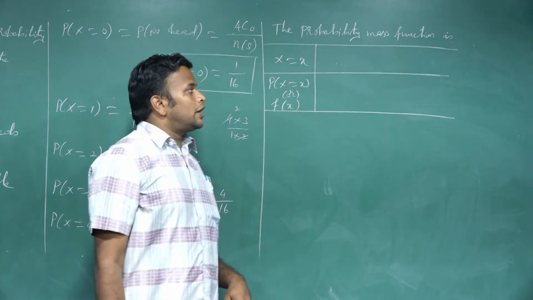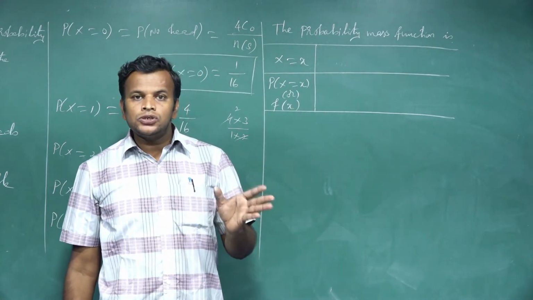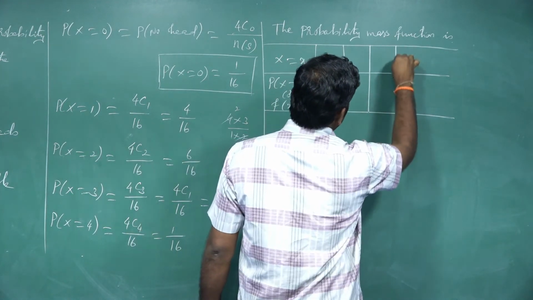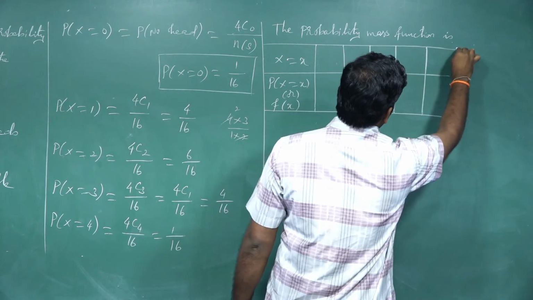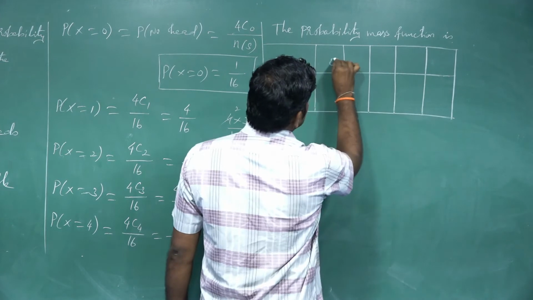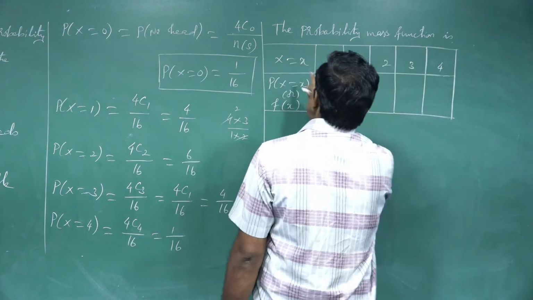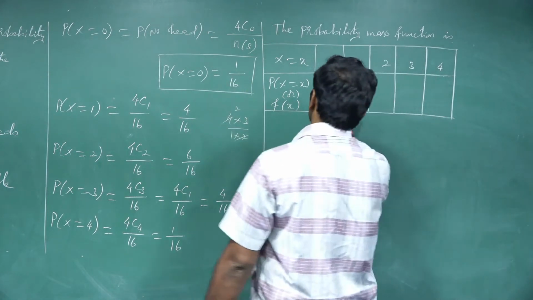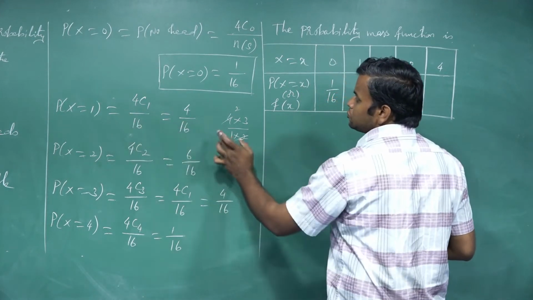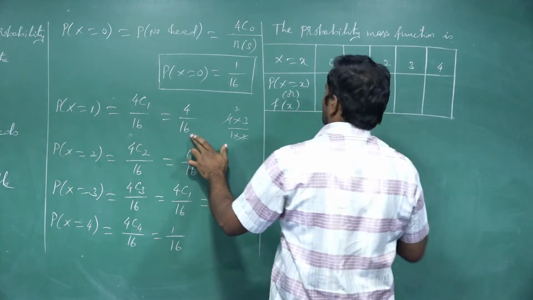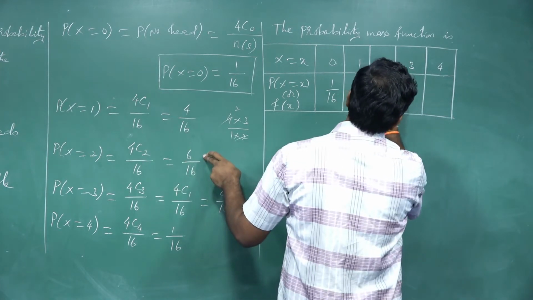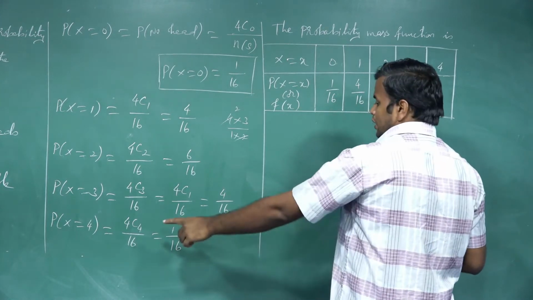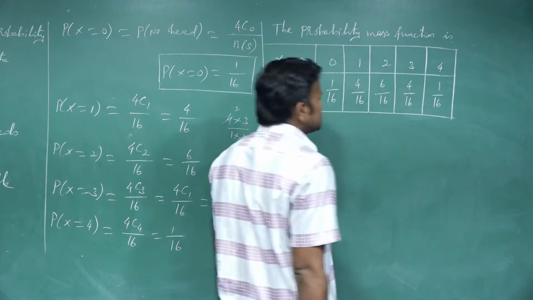What is the total number of random variable values? There will be 5 values from 0 to 4. So 0, 1, 2, 3 and 4. When x is 0, what is the probability value? 1 by 16. When x is 1, the probability value is 4 by 16. When x is 2, it is 6 by 16. When x is 3, it is 4 by 16. When x is 4, it is 1 by 16.